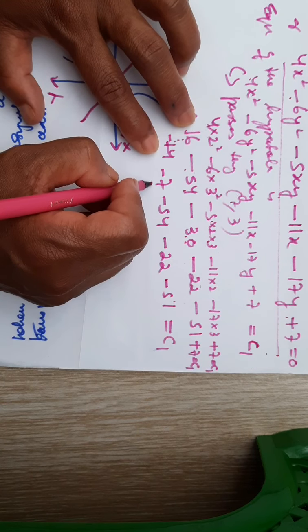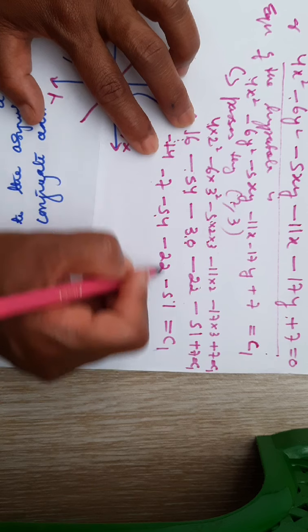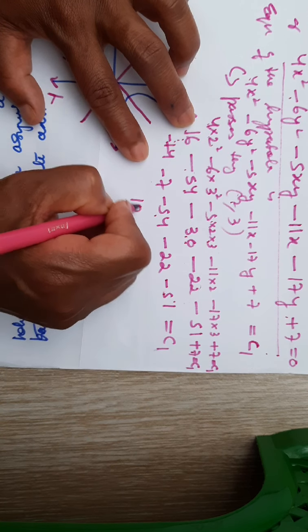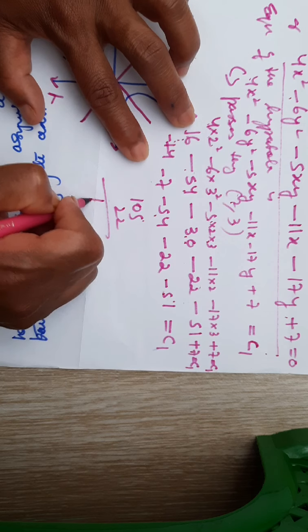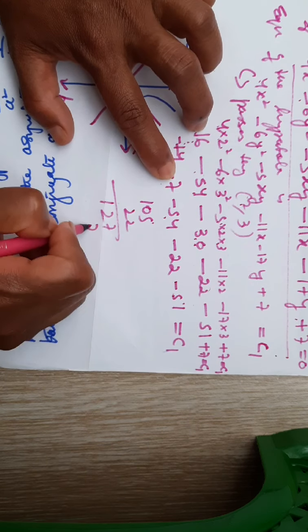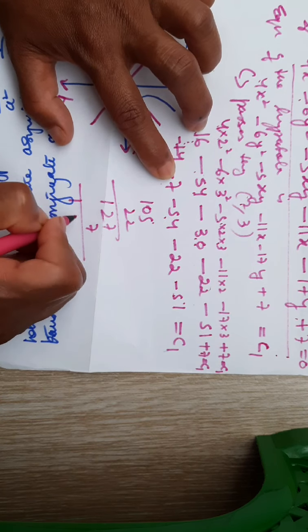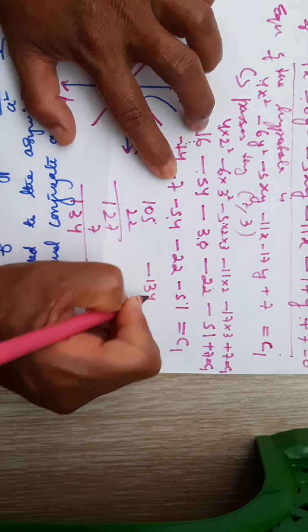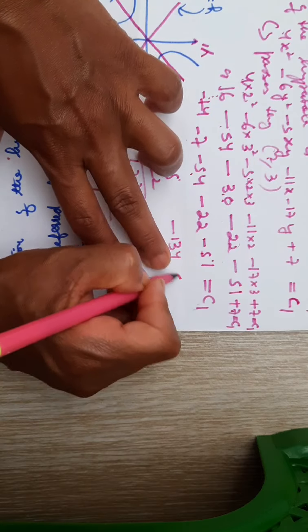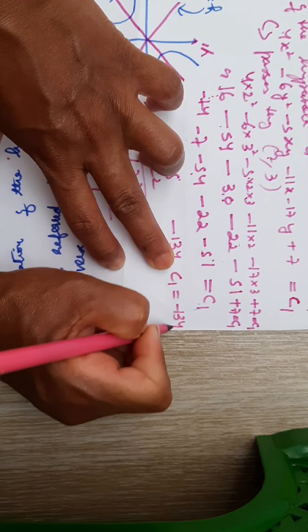So what will be the value of C1 now? It will be 54 with this one, it will be 105. 105 with 22, it will become 127. With 7 here, then it will become 134. So that means -134. So the value of C1 is equal to -134.